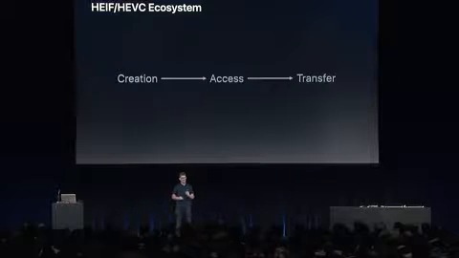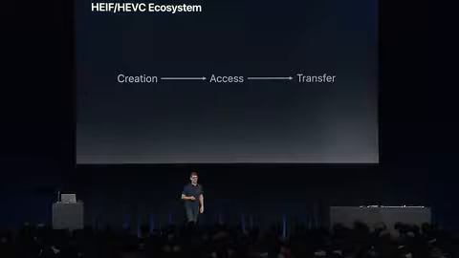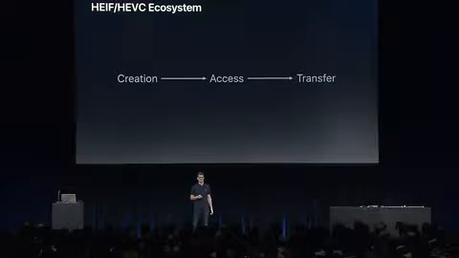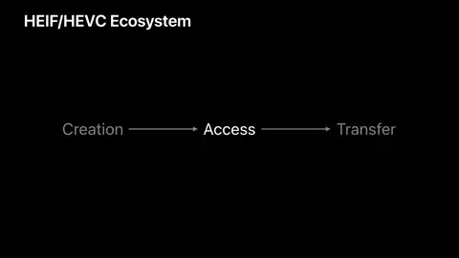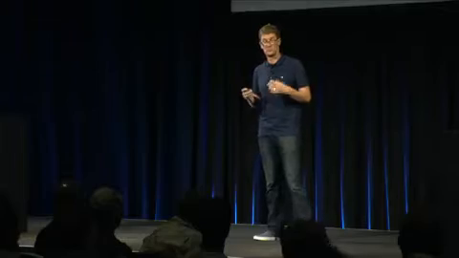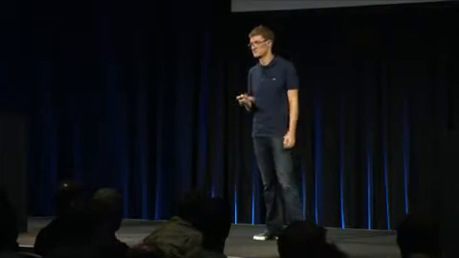So there are 3 topics that I would like to talk about. First is creation, how and where we can create HEIF image and HEVC movie content. There's access, how and where to access HEIF and HEVC movie content. And finally, transfer. So what strategies do you need to consider when you want to move HEIF or HEVC content off a capture or supported device?